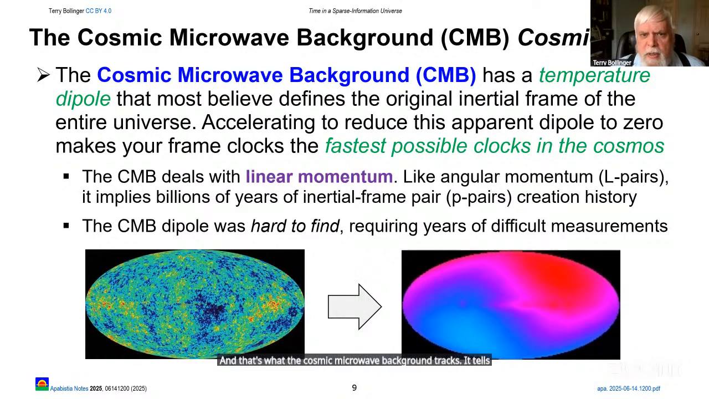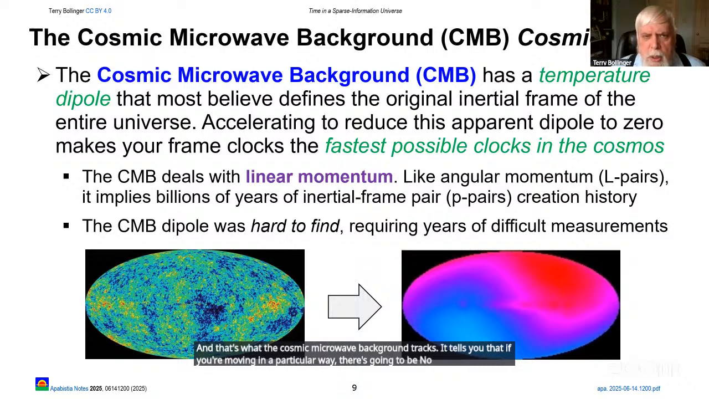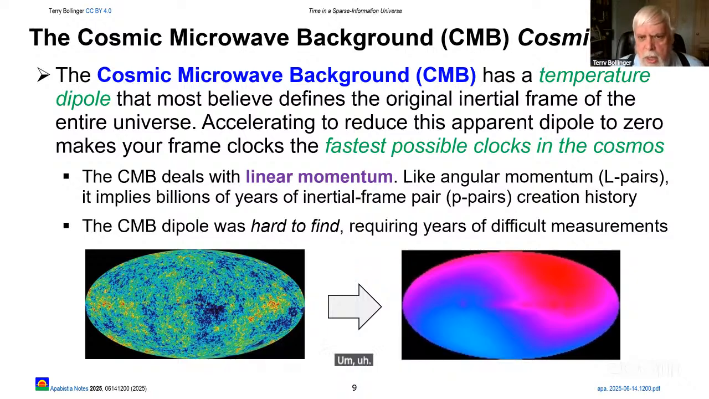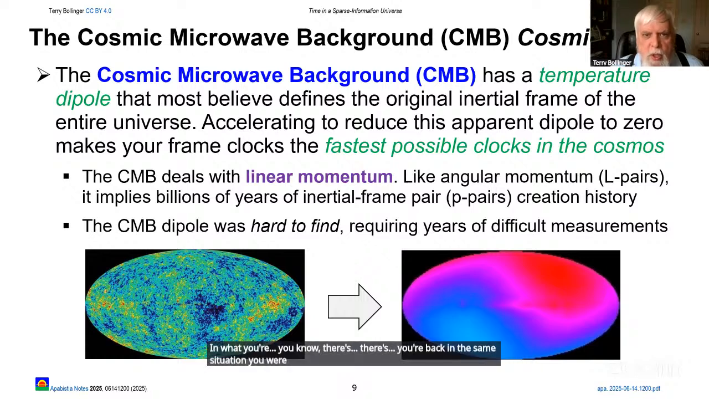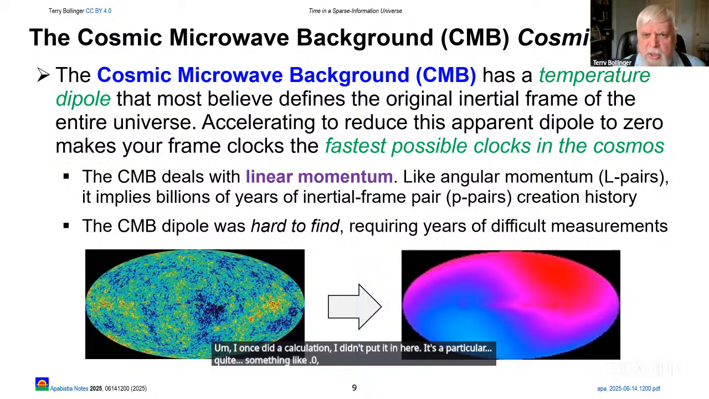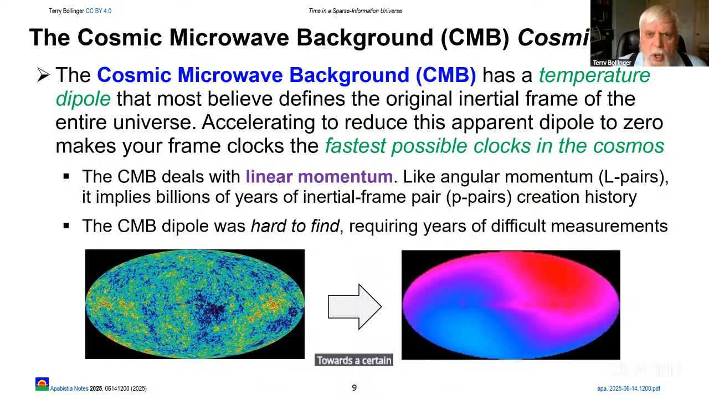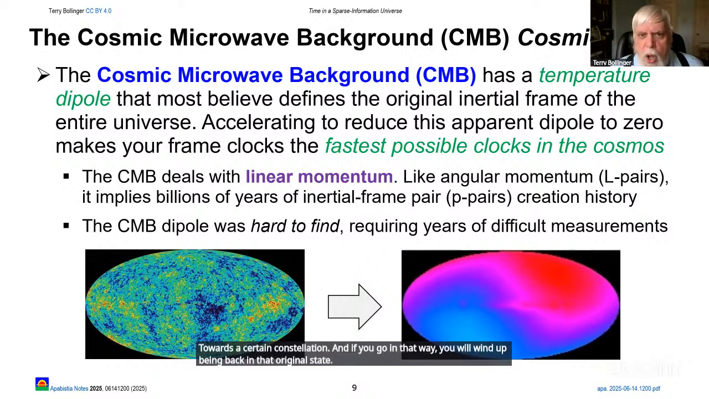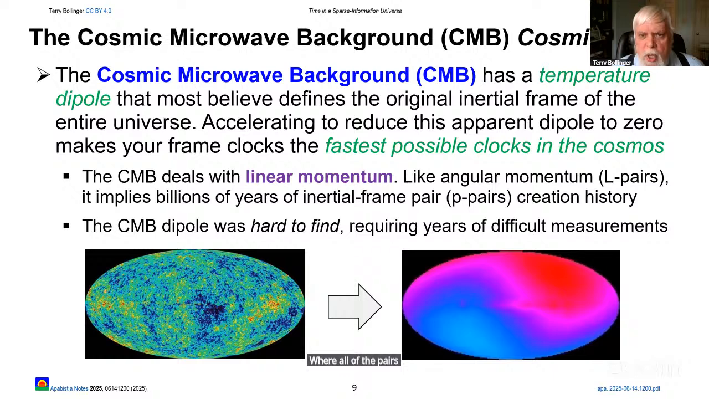It tells you that if you're moving in a particular way, there's going to be no net motion, and you're back at the same situation you were in when the universe originated a very long time ago. I once did a calculation, I didn't put it in here. It's something like 0.2% or 0.02% of the speed of light. So it's quite fast, towards a certain constellation. And if you go that way, you will wind up back in that original state where all of the pairs of linear momentum are canceled out.